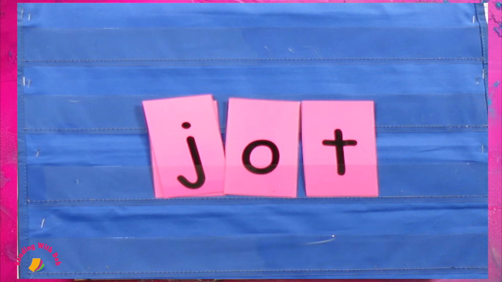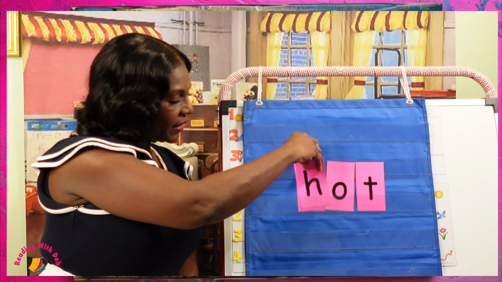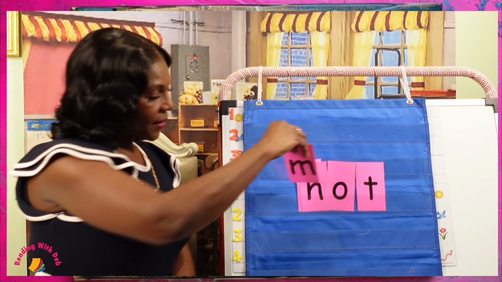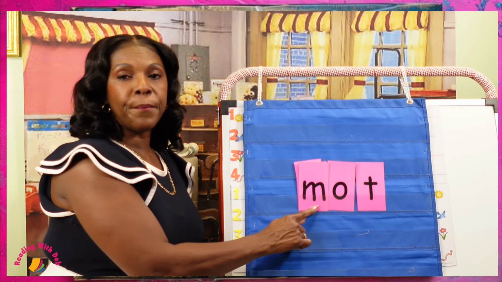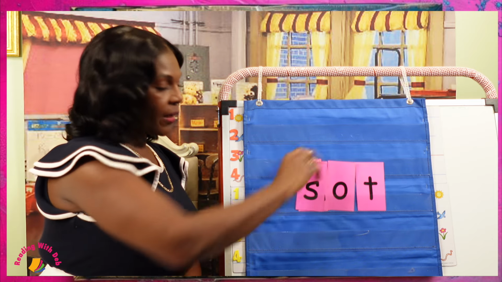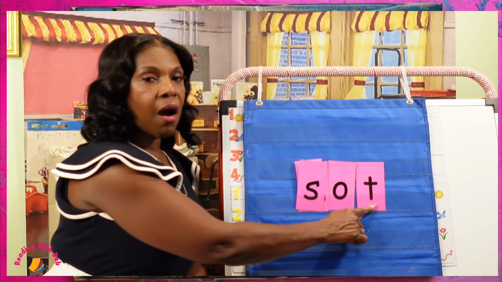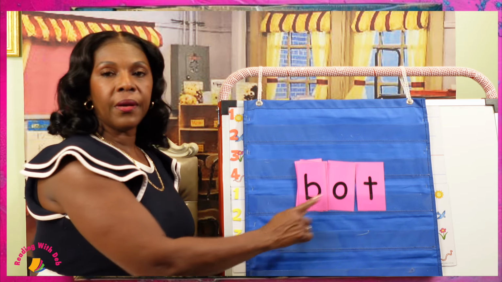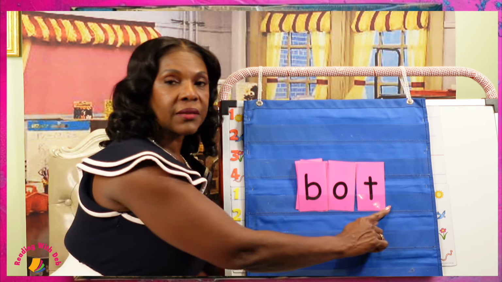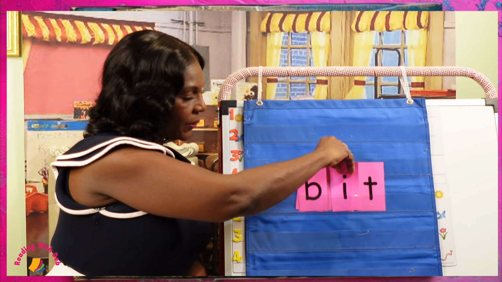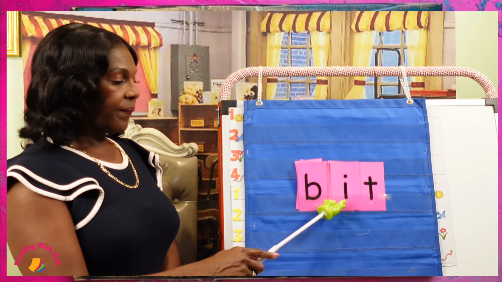Okay, now, we know that we didn't change these two letters, and together they say ot, ot. So let's see if we can say the rhyming words quickly. If that's jot, then this must be hot. Now this must be mot. Now this becomes sot. And this would be bot. Very good.